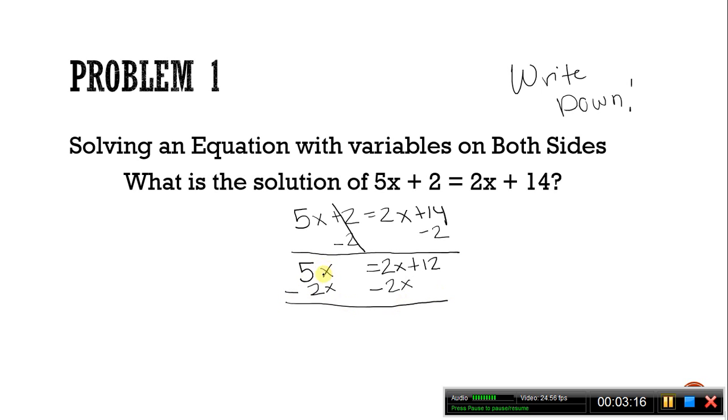So on this side, 5x's minus 2x's is going to give me 3x. And on this side, those cancel out. It's going to give me 0, and I'm going to be left with 12. Now, addition and subtraction, I've already done up here. So I'm going to divide by 3. And I get x equals 4, because my 3's are going to cancel. 12 divided by 3 is 4.